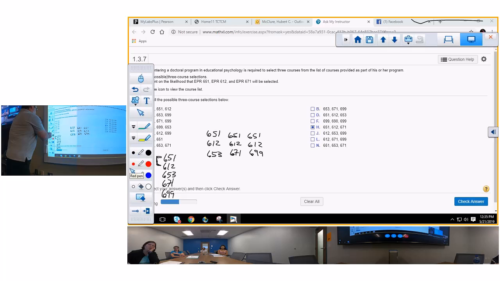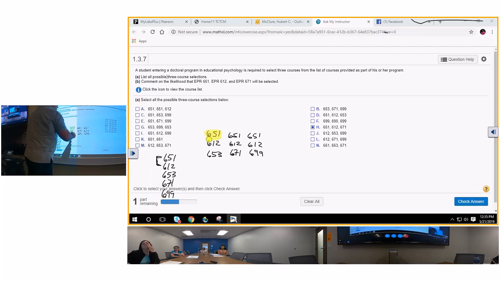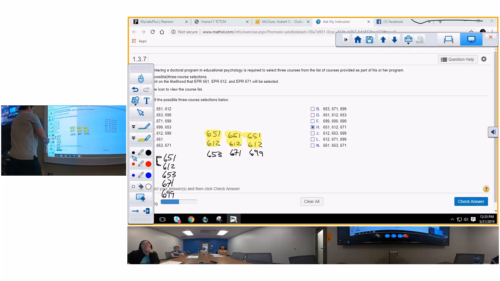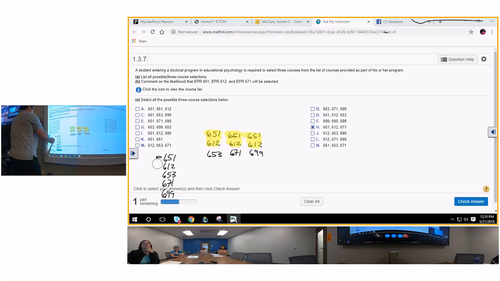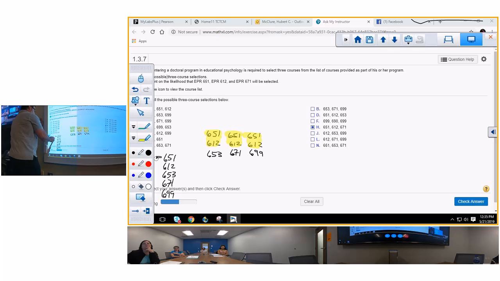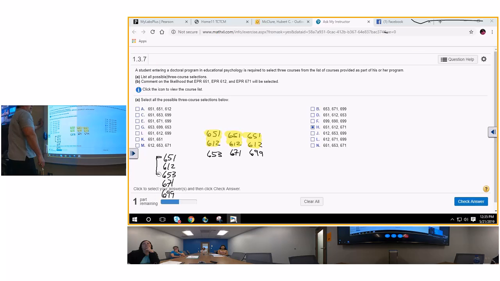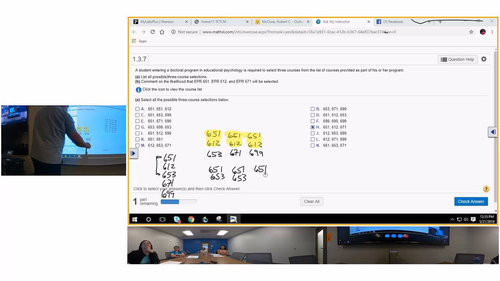So take your handy dandy highlighter. These 3 are the same. So now I'm going to erase this, and now I'm going to extend it with what? Not 612, but what? 653. So 651, 653, 651, 653, 651, 653. And now what do I write? 612, 671, 699.